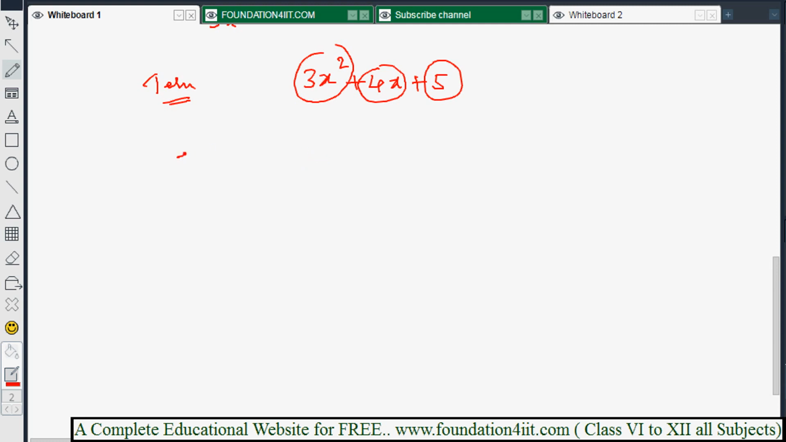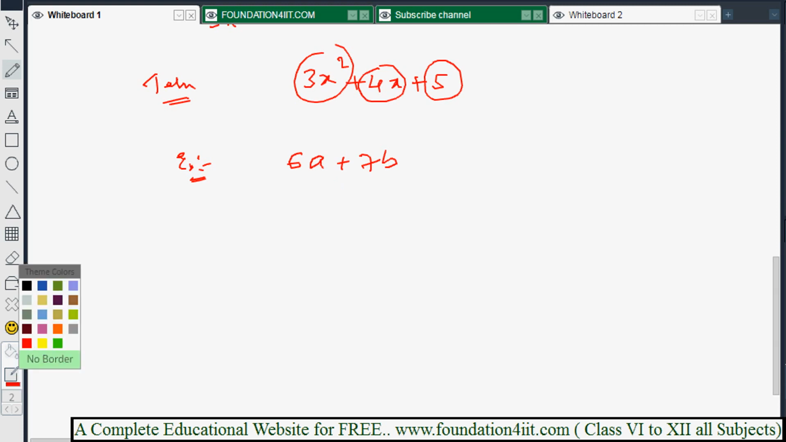Example, terms of an expression: 6a plus 7b is an expression containing two terms, right? The terms are 6a and 7b. This is one term and this is another term. And one more example, if you see, these are all terms of an algebraic expression.